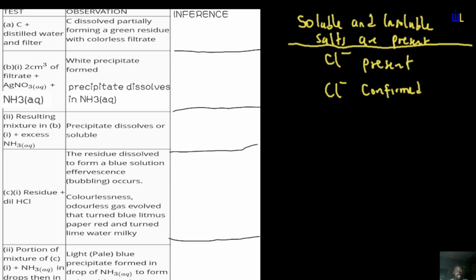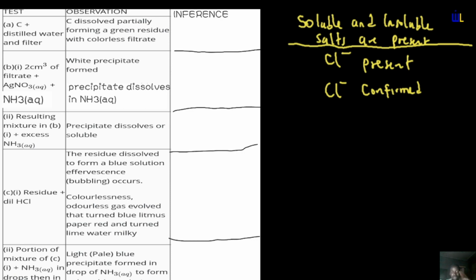Okay, they now said residue plus HCl, dilute HCl. Now, what comes to your mind? Anytime you see that they are adding an acid without anything, you are likely suspecting that a carbonate salt is formed. But before we get to that, let us see the observation. Now, the observation when you add HCl to the residue is residue dissolves to form a blue solution, effervescence. Once you see effervescence, automatically a gas is produced. Effervescence occurs to give colorless, odorless gas evolved that turned blue litmus paper red and turned lime water milky.